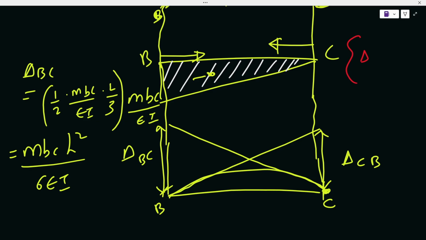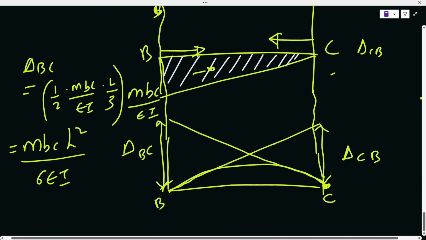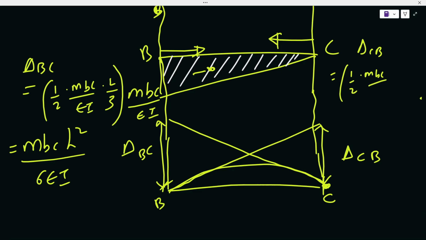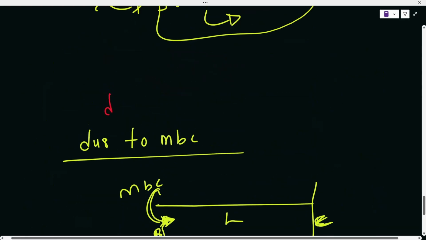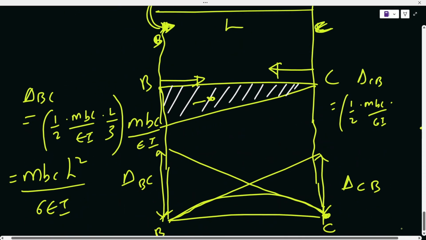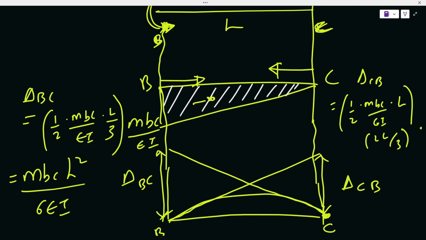Similarly, for delta CB, I'll be having, once again, the area, 1 over 2 MBC over EI times L, times the centroid, so L over 3, which will be equal to MBC L square over 3EI.